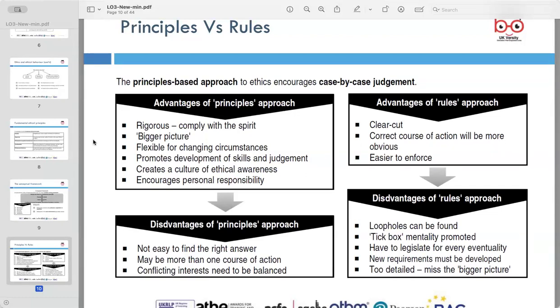where professionals focus on compliance without considering the broader ethical implications. Furthermore, creating rules for every eventuality can be impractical and may lead to a focus on detailed rules at the expense of the bigger picture context.